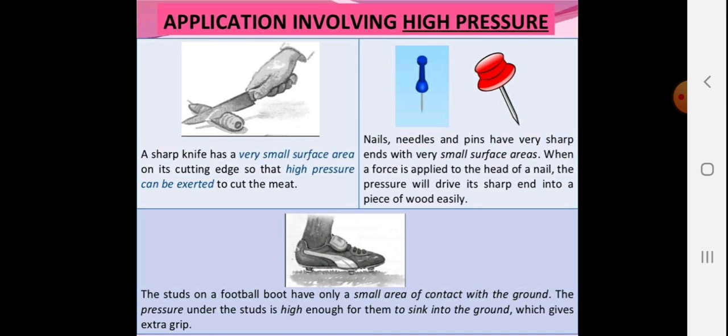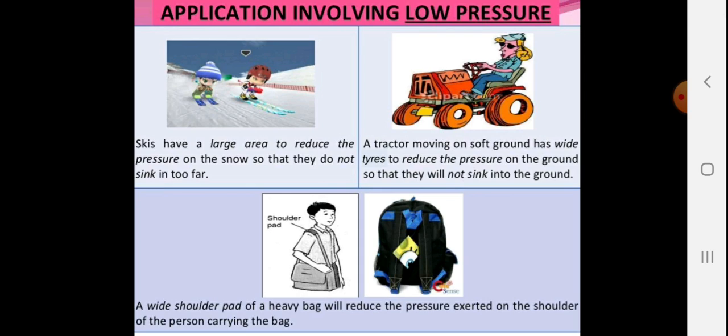The studs on the football boots have only a small area of contact with the ground. The pressure under the stud is high enough for them to sink into the ground, which gives them a grip. Applications involving low pressure. Skis have a larger area, so they reduce the pressure on the snow so that they do not sink in too far. A tractor moving on soft ground has wide tires to reduce the pressure on the ground so that they will not sink in. A wide shoulder pad of a heavy bag will reduce the pressure exerted on the shoulder of the person carrying the bag.